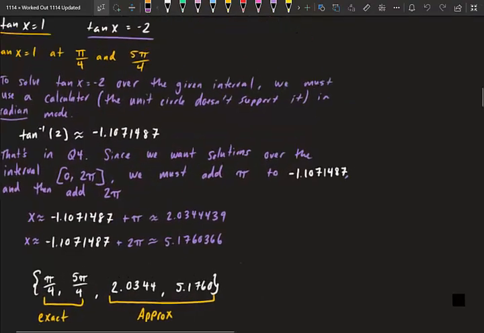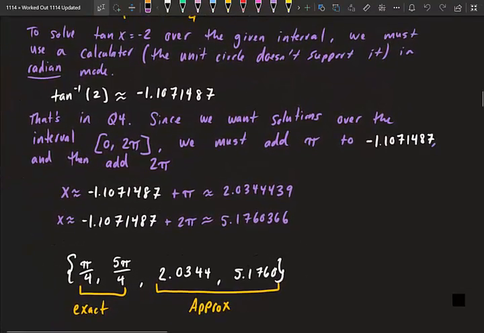Alright, here we are. To solve tangent x equals -2 over the given interval, we must use a calculator, because that value on the unit circle doesn't support it. So, in radian mode, because we're working with radians, we do the inverse of tangent 2, and that equals approximately -1.10714887. That's in quadrant 4.